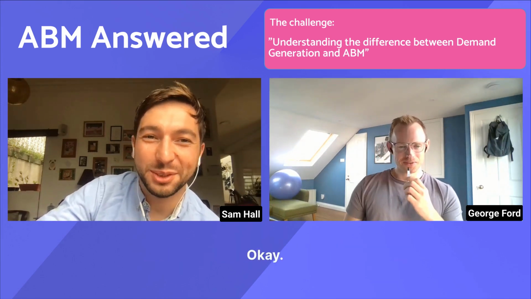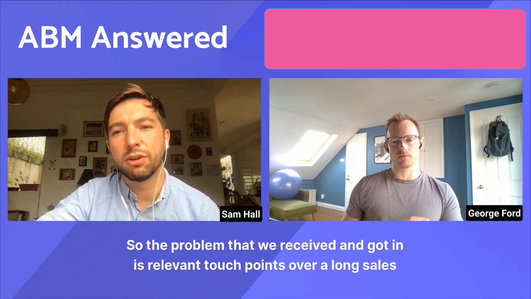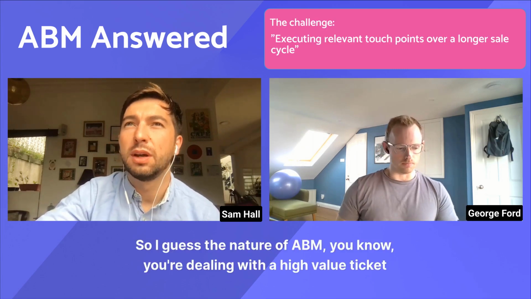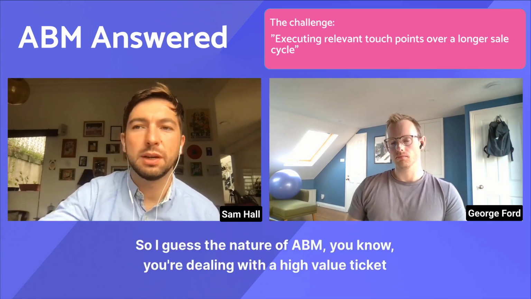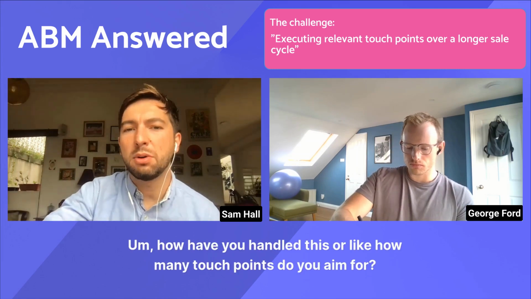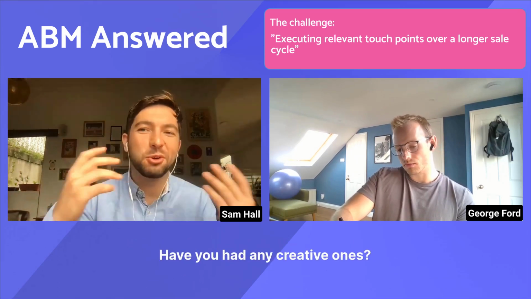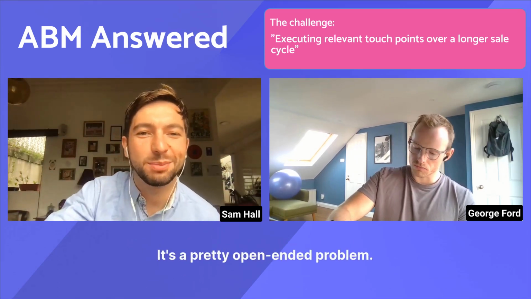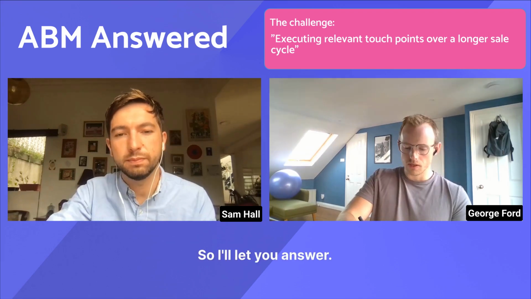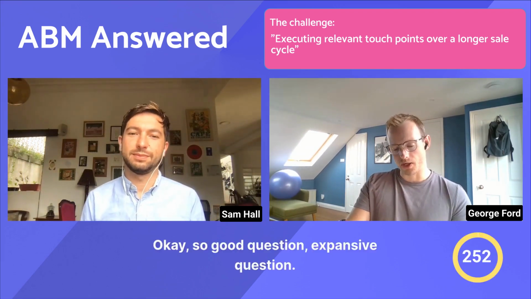Right, okay. So we're going heads. Question two. The problem we received is relevant touch points over a long sales cycle. The nature of ABM is that you're dealing with a higher-value ticket product, so it's going to take longer. How have you handled this, or how many touch points do you aim for? Have you had any creative ones? It's a pretty open-ended problem.